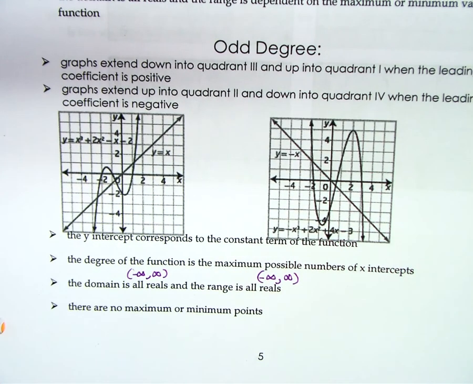So the nice thing about odd degrees is your domain and range is quite nice to do, and there are no maximum and minimum points. So in calculus, we calculate the maxima and minima on these polynomial graphs. And it's super fun.